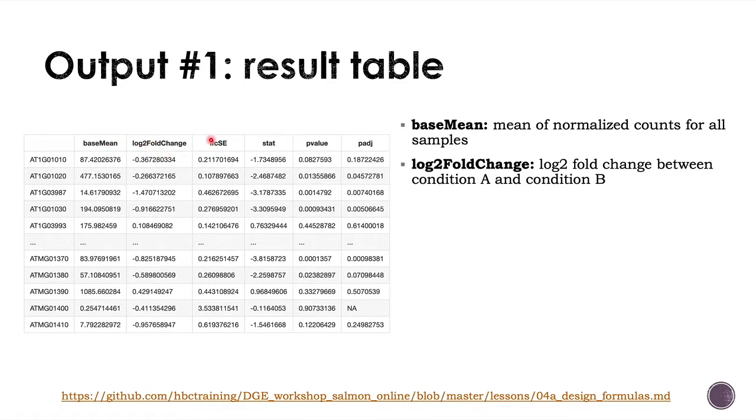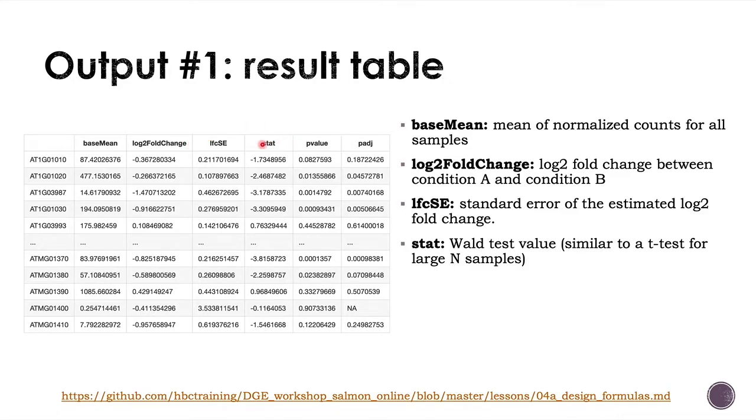Then we have a log2 fold change here. The log2 fold change is the log2-transformed fold change between condition A and condition B. Then we have this lfcSE, which stands for log fold change standard error, and that's the error associated with the estimate of a fold change. The higher this value is, the higher the uncertainty associated with the fold change, and it's harder to estimate it correctly.